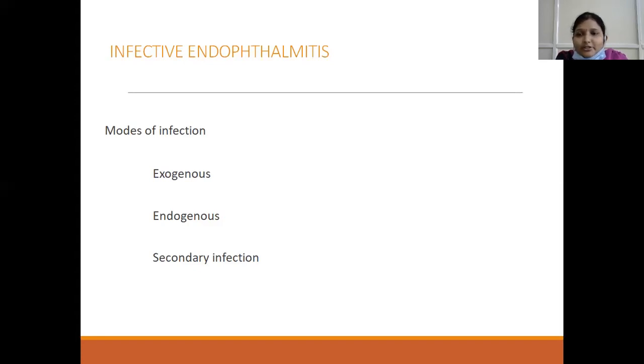What is endogenous endophthalmitis? Here the infection is present somewhere else in the body and through the bloodstream it gains focus into the eye. The sites of infection can be caries tooth, puerperal sepsis and septicemia. And what is secondary infection? Here the infection spreads from adjacent structures of the eye, like dacryocystitis, that is infection of the lacrimal sac, and corneal ulcers, orbital cellulitis and thrombophlebitis. All these can lead to infective endophthalmitis.